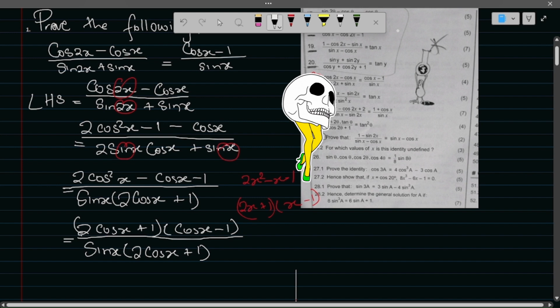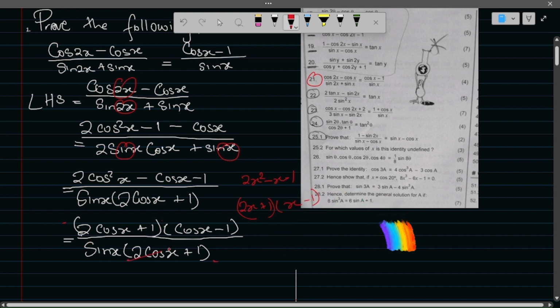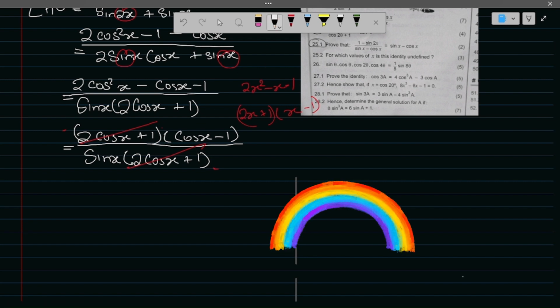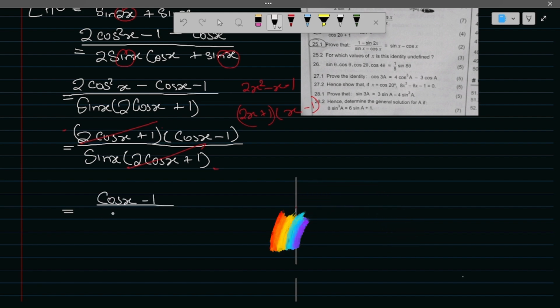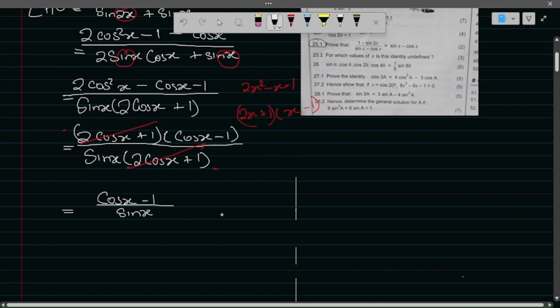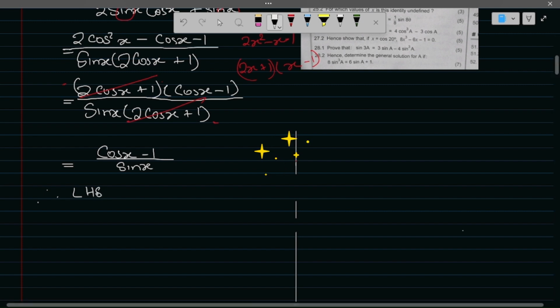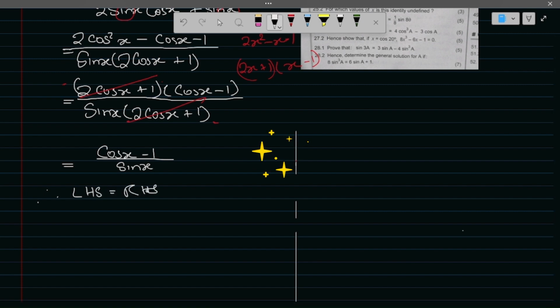So we do have like terms. You see these are two like terms, and there's a multiplication sign between them. So you can cancel this side and also this side. You'll be left with cos x minus 1 over sine x. I believe we've solved the equation. Yes, we've solved it. Therefore the left hand side is equal to the right hand side.